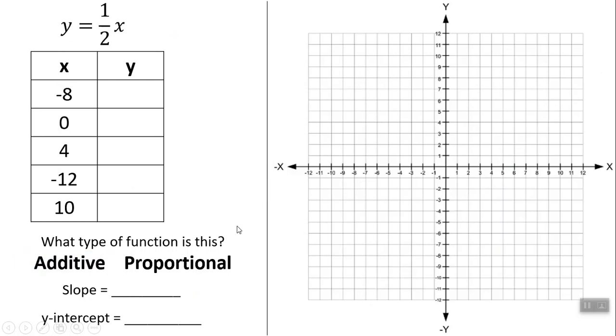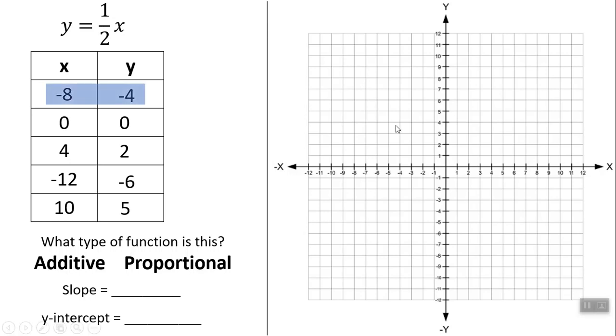Moving on. y equals 1/2 x. If I do half of negative 8, I get negative 4. Half of nothing is nothing. Half of positive 4 is positive 2. Half of negative 12 is negative 6. Half of 10 is 5.